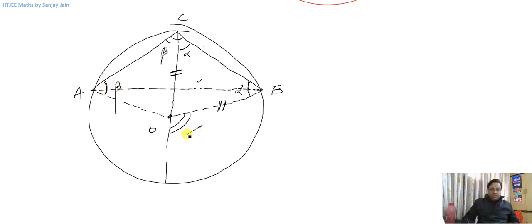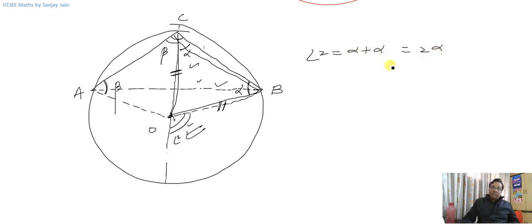Now let us say this is angle 2. This being an exterior angle of this triangle OBC, it will be equal to alpha plus alpha. So angle 2 is equal to alpha plus alpha. I am following the same logic, in fact, that I used for the above arc that I just proved.